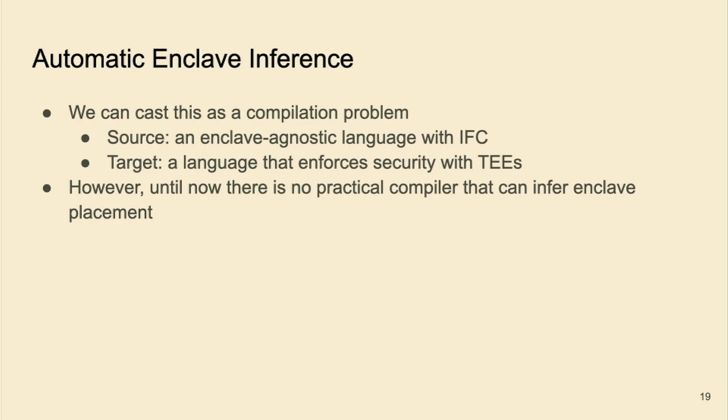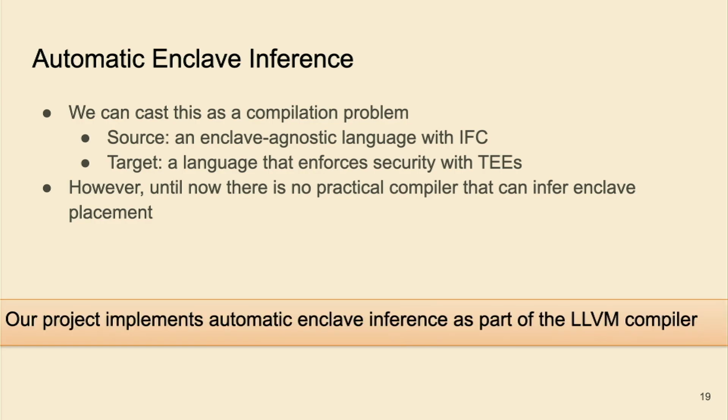And so we are doing this in LLVM. LLVM is, again, a practical compiler where we can actually compile real programs. And one of the benefits of using LLVM as well is that if you have any source language that has IFC, if you can lower it to our version of IR that's extended with security types, then we can compile it the rest of the way. And we're starting by targeting SGX, but we can also potentially target other types of enclaves such as ARM TrustZone.